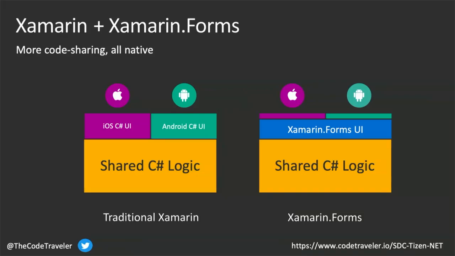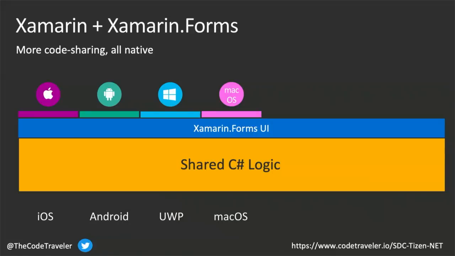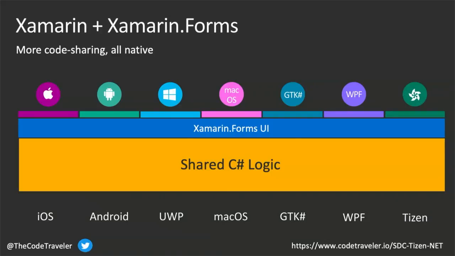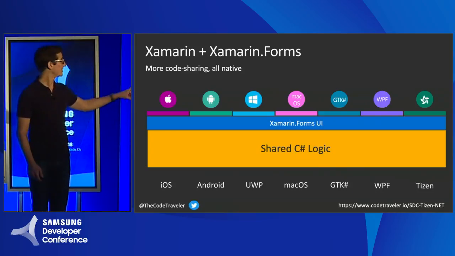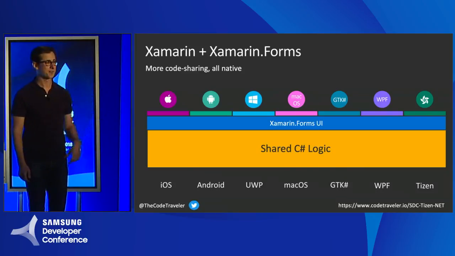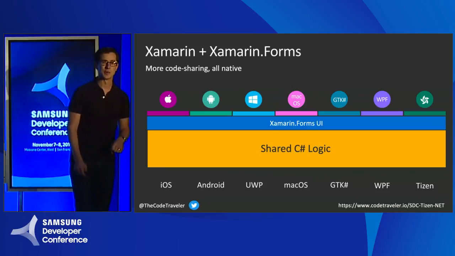But now we only have to write our UI once. And Xamarin Forms has actually evolved over the years. So it's not even just iOS and Android anymore, but we also support UWP, macOS, GTK Sharp, WPF, and of course, Tizen. And so look at that. With one code base, the same Xamarin Forms UI code, the same business logic powering your app, you can have 6 different apps just from using Xamarin Forms and writing that code once.